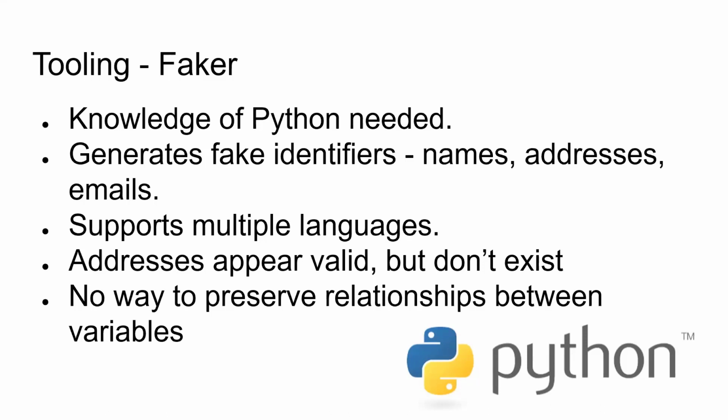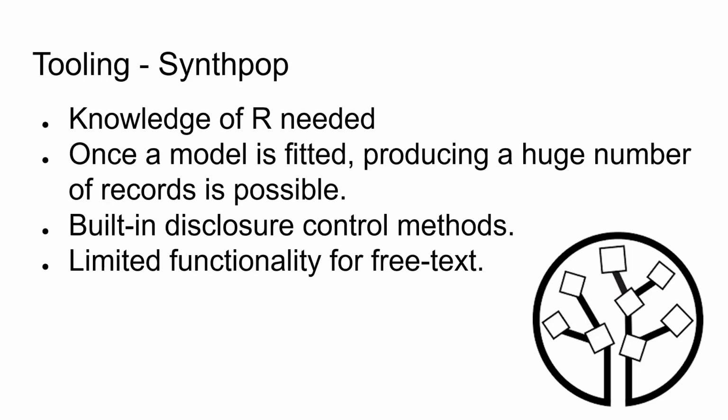There's also no way to preserve relationships between variables, which is something we need if we're going to do any analysis or machine learning. This could be a very nice way to add non-identifiable data to the outputs from that more dangerous synthesis, to mask out those identifiers but still make it look quite realistic.